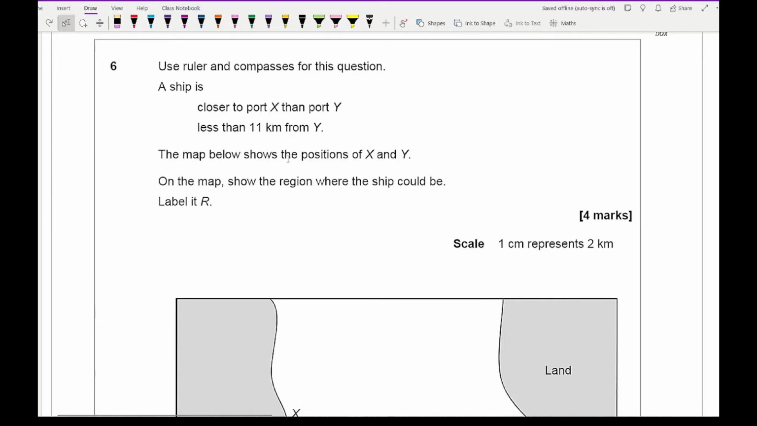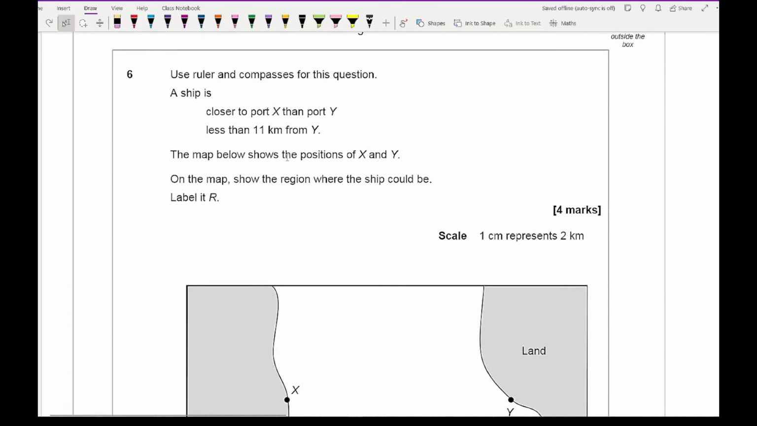Moving on to question 6, so our loci question. It says use a ruler and a compass for this question. This ship is closer to port X than port Y and is less than 11 kilometers from Y. The map below shows the positions of X and Y. On the map, show the region where the ship could be, and we will label this R.